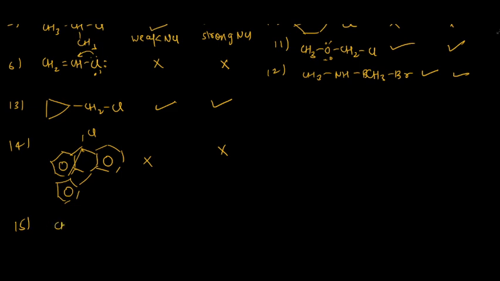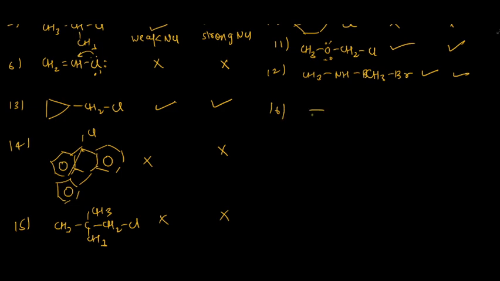15, (CH3)3CCH2Cl, with CH3 and CH3. So neither with a weak nucleophile nor a strong nucleophile. A 1 degree carbocation is not possible, and then steric crowding is there. So SN2 is also not possible.